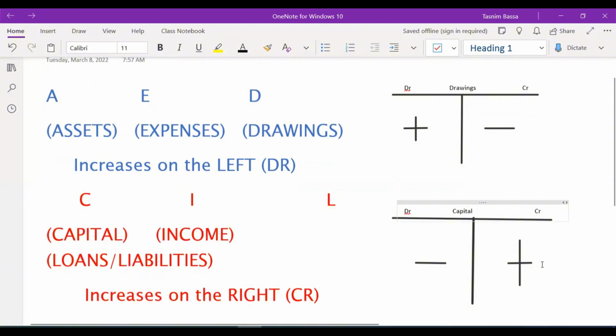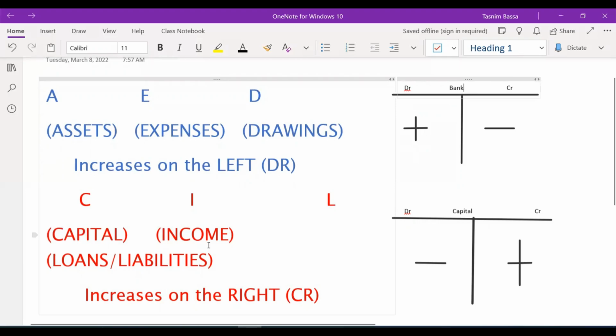So if the owner has to put 100,000 into the business, he contributed 100,000 into the business bank account, I would say credit capital, because my capital is increasing by 100,000. And I would say debit bank, because bank would be increasing by 100,000. And remember, bank forms part of this AED, my assets bank, right? So I would say debit bank because bank would be increasing by 100,000, and I would credit capital because capital would be increasing by 100,000.